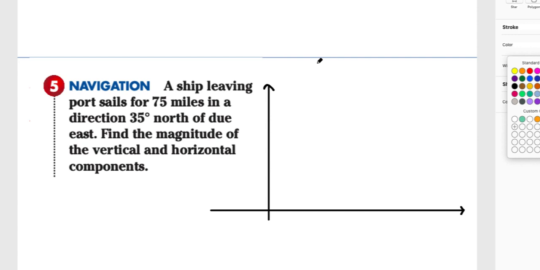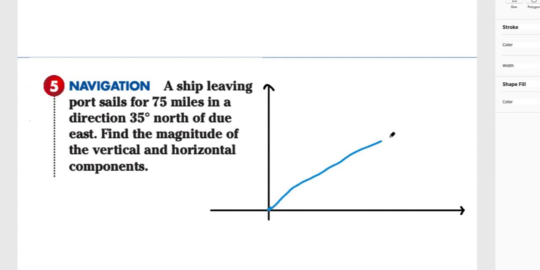In example 5, we see a ship leaving port that sails 75 miles in the direction of 35 degrees north of due east. Find the magnitude of the vertical and horizontal components. So if we think of this in standard form, we'll start at the origin and consider the path of the ship to be something like this. I think that's around 35 degrees. We know that the ship's vector has a direction of 35 degrees and a magnitude of 75.